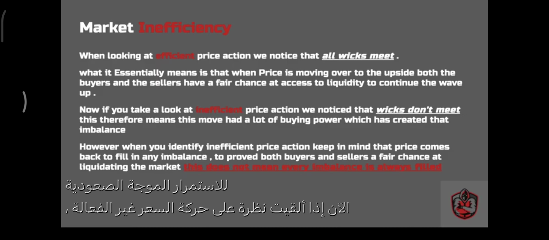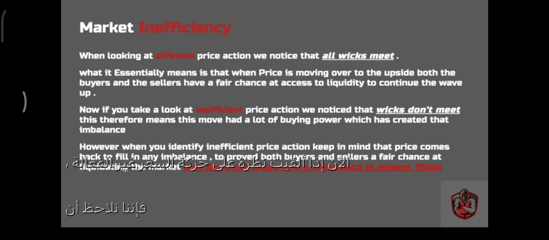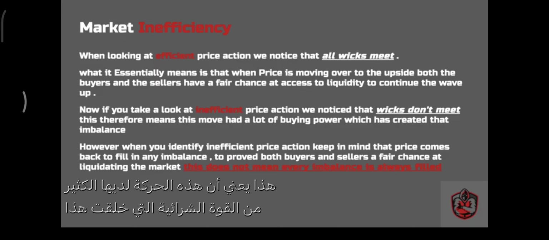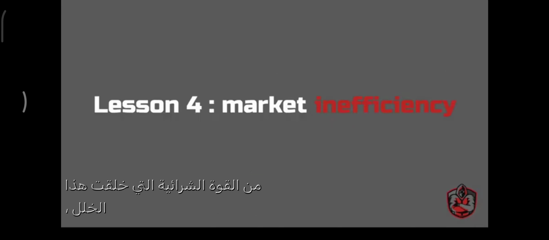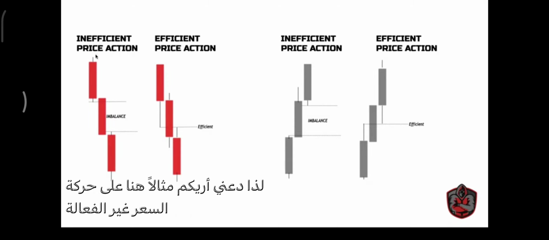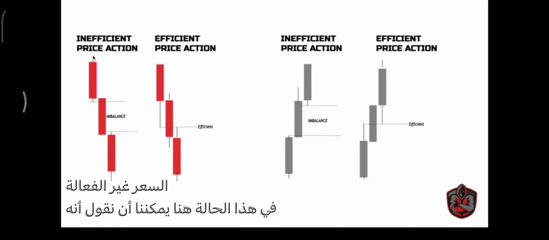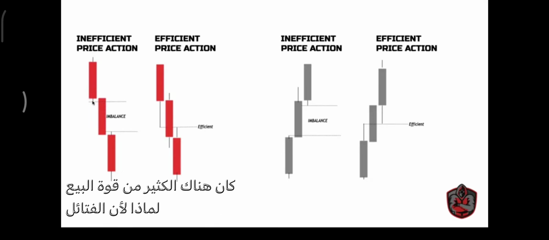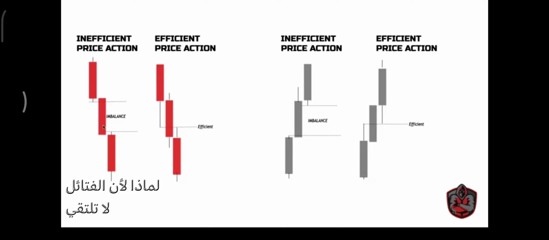Now, if you take a look at inefficient price action, we notice that wicks don't meet. This therefore means this move had a lot of buying power, which has created that imbalance. So let me show you an example here. Inefficient price action. In this case over here, we can tell that there has been a lot of selling power. Why? Because the wicks don't meet.